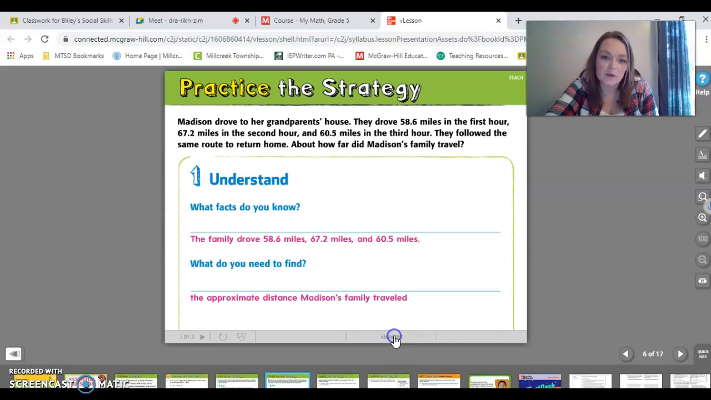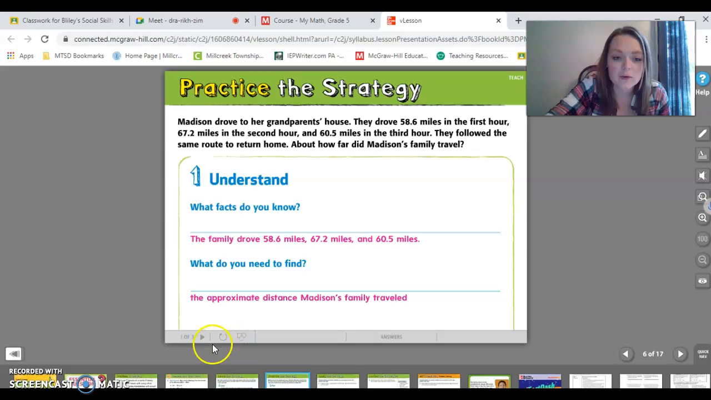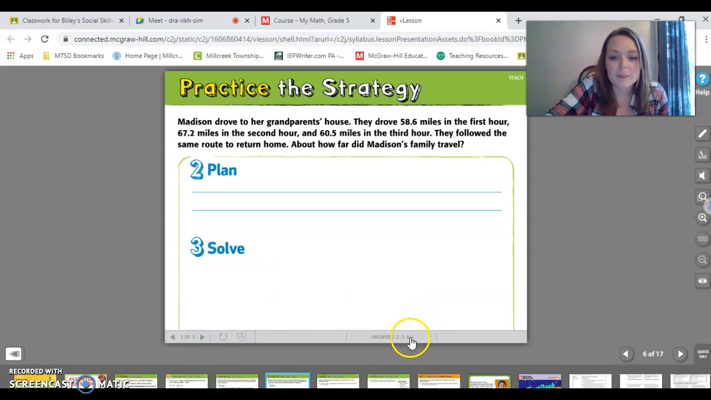Well, what do we know? We know that the family drove 58.6 miles, 67.2 miles, and 60.5 miles. What do we need to find? We need to find how far did they travel. So what is our plan going to be? If we need to figure out all of them together, we probably need to add.